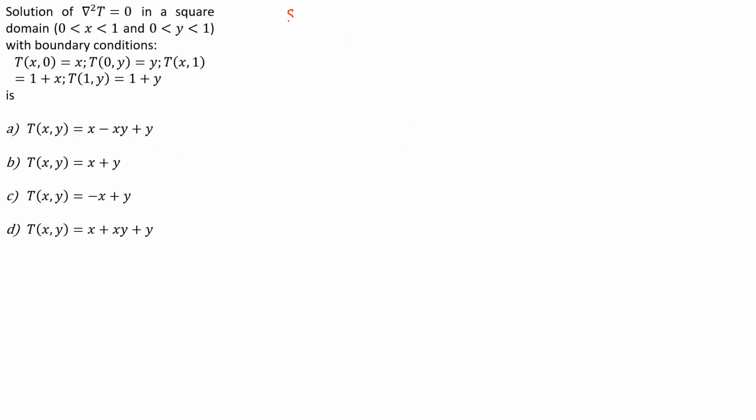Now for our question, instead of solving the whole Laplace's equation, we can simply look at all the four options and these four boundary conditions given to us, and see which of these four options satisfy all these four boundary conditions. So let's see the given boundary conditions.